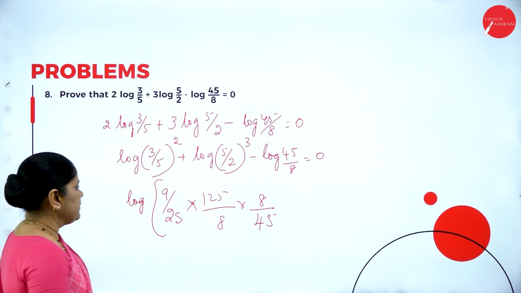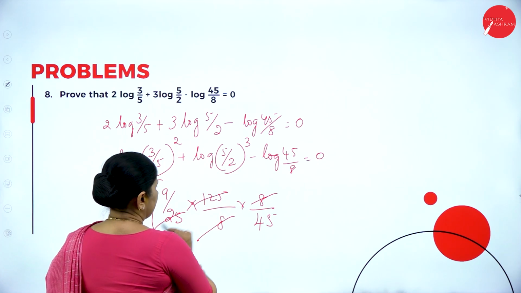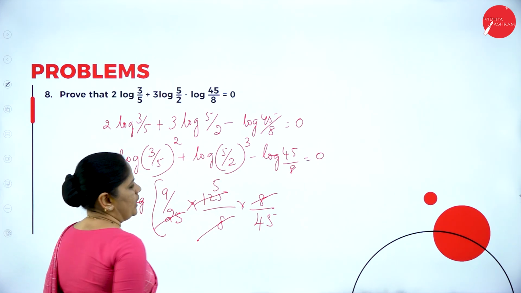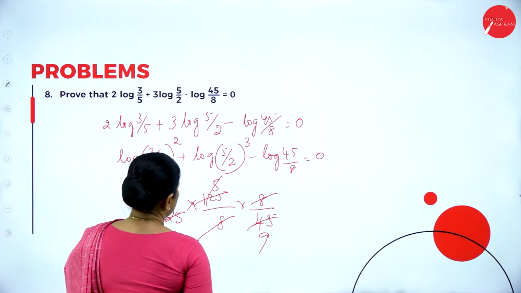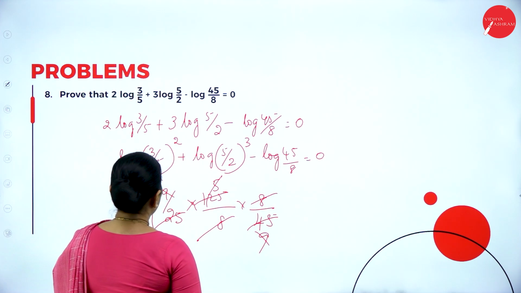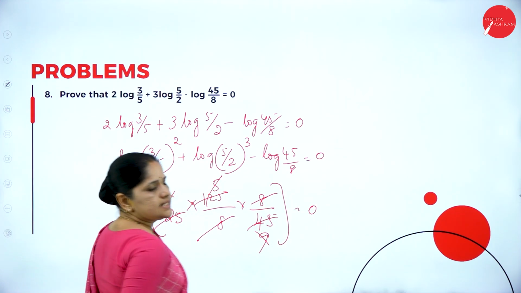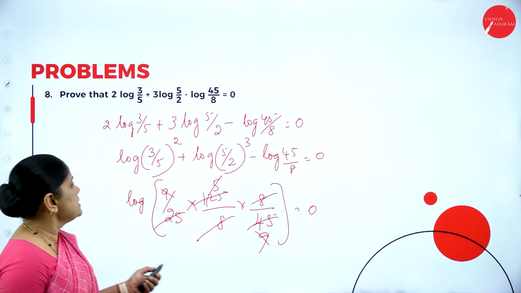Now, when I simplify this, 8 and 8 get cancelled. 25 into 4s are 25, 5s are 125. Then 5 9s are 45. 9 and 9 get cancelled. So the answer is 0.